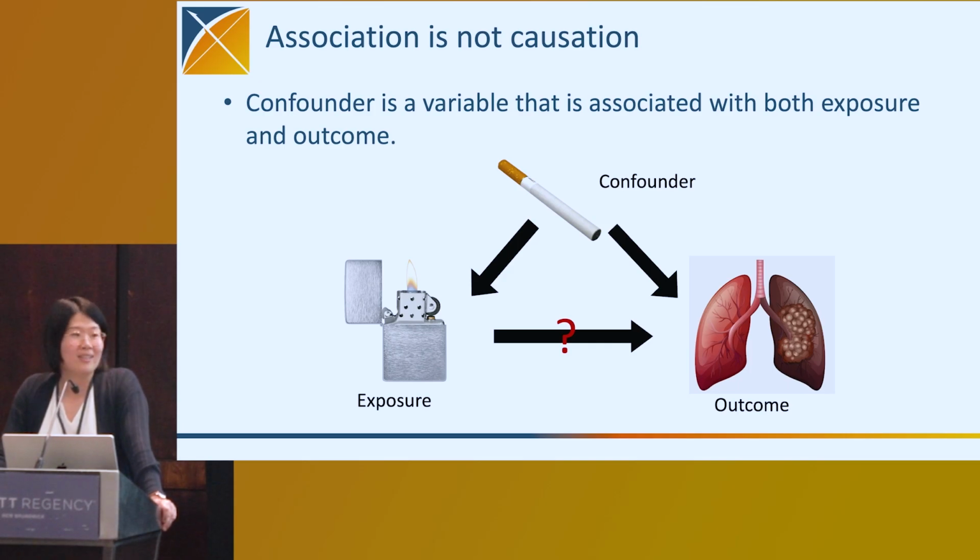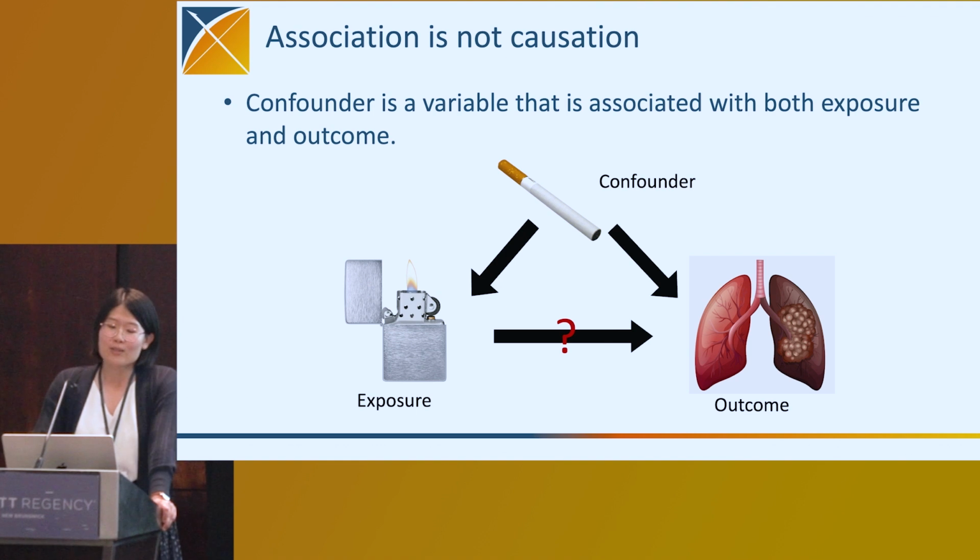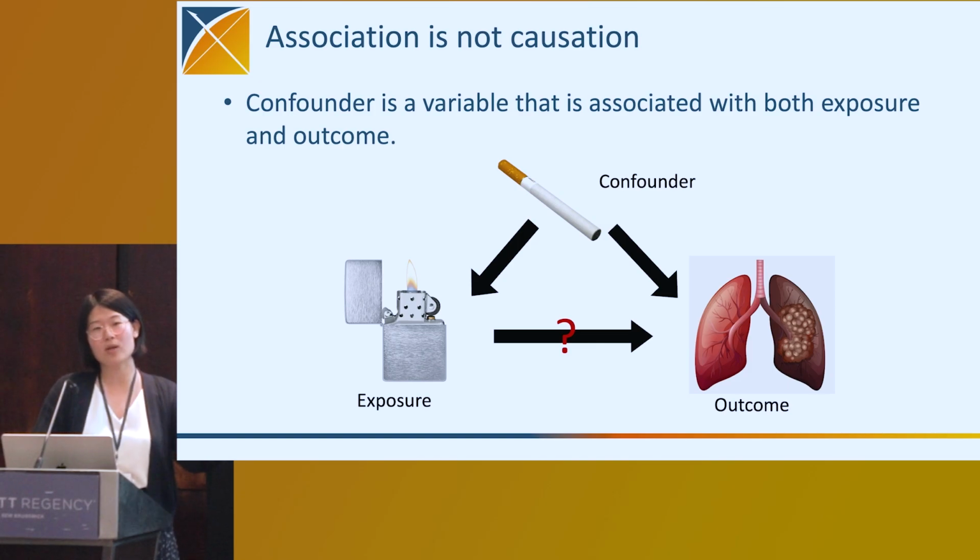It is likely that people who are smokers are more likely to carry lighters in their pocket. In other words, smoking status changes the probability of whether they carry lighters or not. And also smoking, we know, is a risk factor for lung cancer. It changes the baseline risk of lung cancer. So in this case, smoking status is a confounder. It affects who carries lighters, the treatment assignment, and also it affects the risk of the outcome.